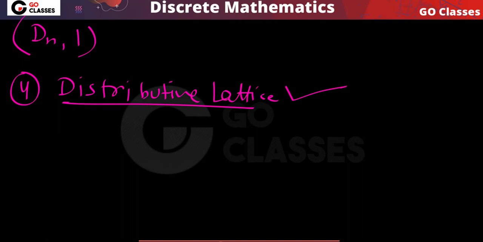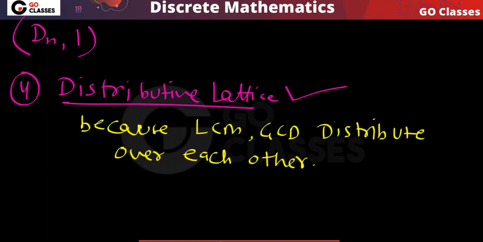This is definitely a distributive lattice. Why is this a distributive lattice? Because I told you that LCM and GCD distribute over each other. So this is always a distributive lattice.